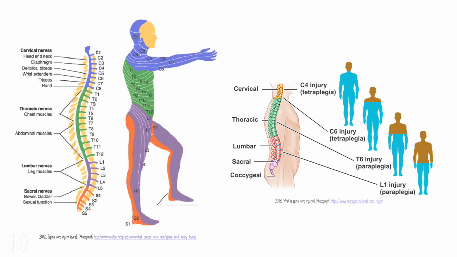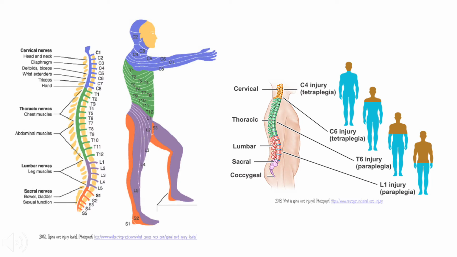The image on the left is a nice visual of the spinal cord and how nerves at each level innervate different muscles in the body to produce movement. As you can see, the cervical nerve levels at the top innervate muscles that move the neck, shoulder, arms, and hands, the thoracic nerves innervate the chest and ab muscles, the lumbar levels innervate the legs, and the sacral nerve levels innervate bowel, bladder, and sexual function.